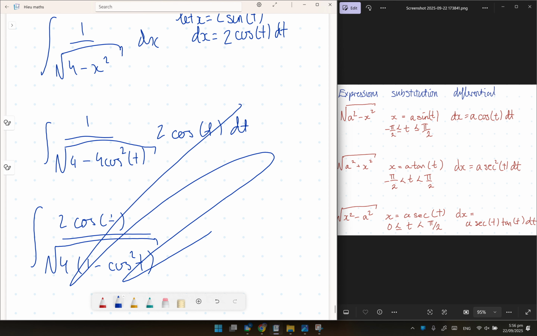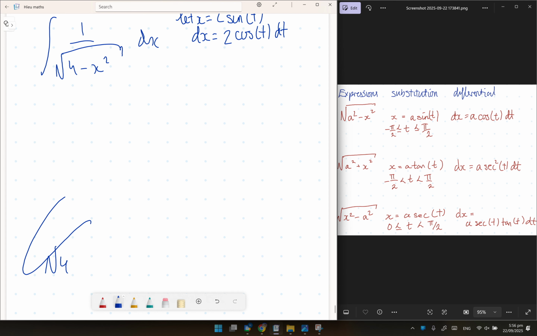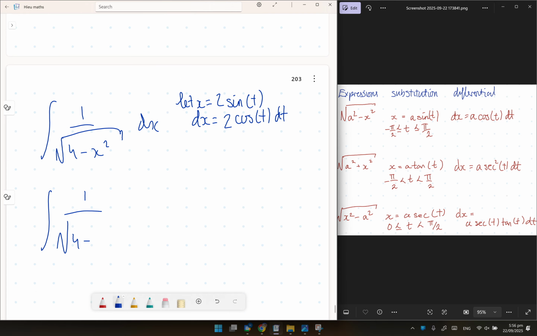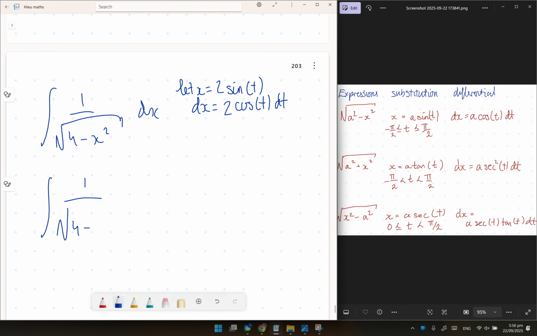I made a mistake here, guys. Sorry if you noticed that. This is going to be 1 over the square root of 4 minus, I forgot, I put cos into x. It's supposed to be sine. It's 2 sine, so that's 4 sine squared t, and it's multiplied by 2 cos t dt.